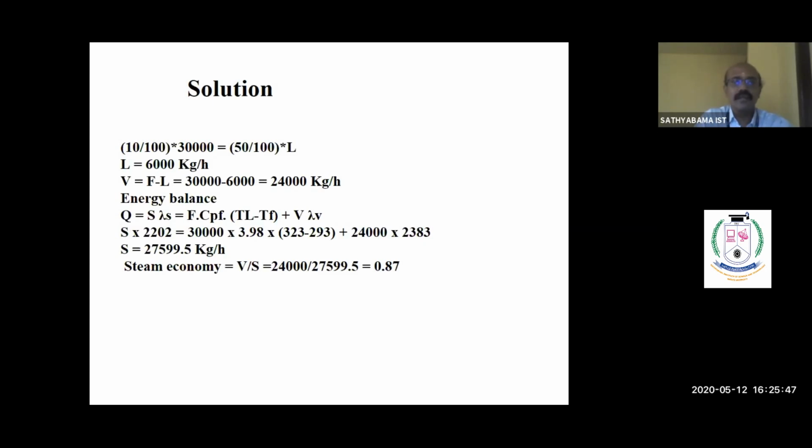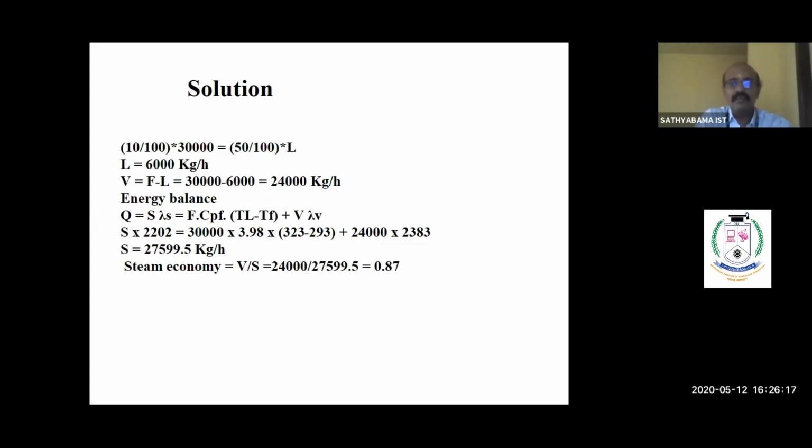L can be calculated as 6,000 kg by hour, where V is equal to F minus L, 30,000 minus 6,000 equal to 24,000 kg by hour. And coming to the energy balance, that can be achieved through the heat capacity method. Q is equal to S into lambda S is equal to F into CPF into TL minus TF plus V lambda V. So substituting all the values, I am getting S is equal to 27,599.5 kg by hour.